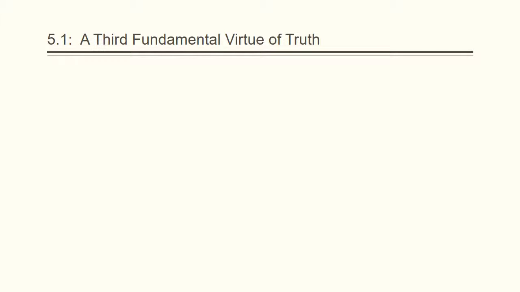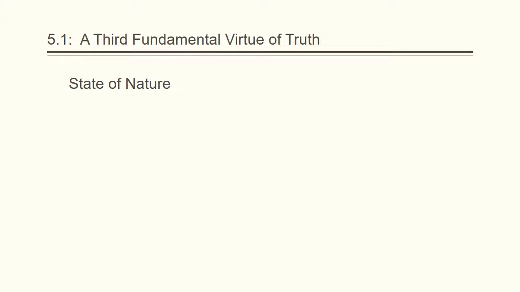Okay, so starting with section 5.1, a third fundamental virtue of truth, I should say. Fricker is going to break down the state of nature into 3 epistemic needs based upon the works of other philosophers, and then she'll branch off to provide her own theory.